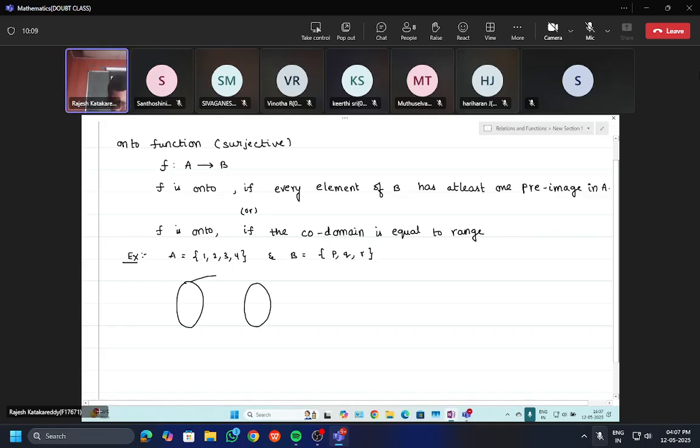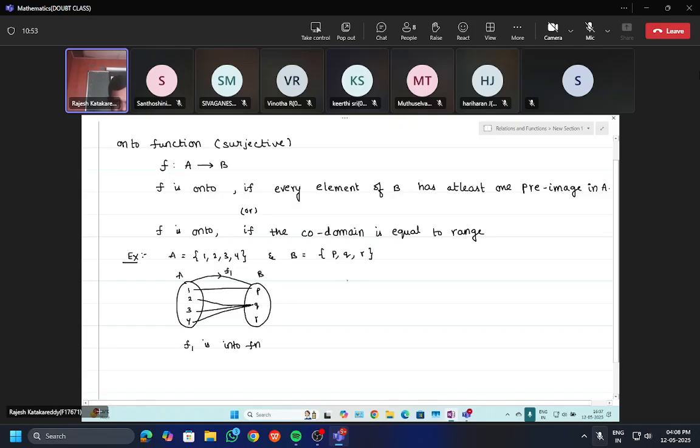So we say function f1 is defined from A to B here. Let us write it this way: 1, 2, 3, 4, and P, Q, and R. So we are doing a random mapping here. We can see that this function f1 is not onto. If f1 is not onto, we call that an into function. The reason is that R does not have any preimage in set A. We need to make sure whether every element from set B has at least one preimage or not, right?